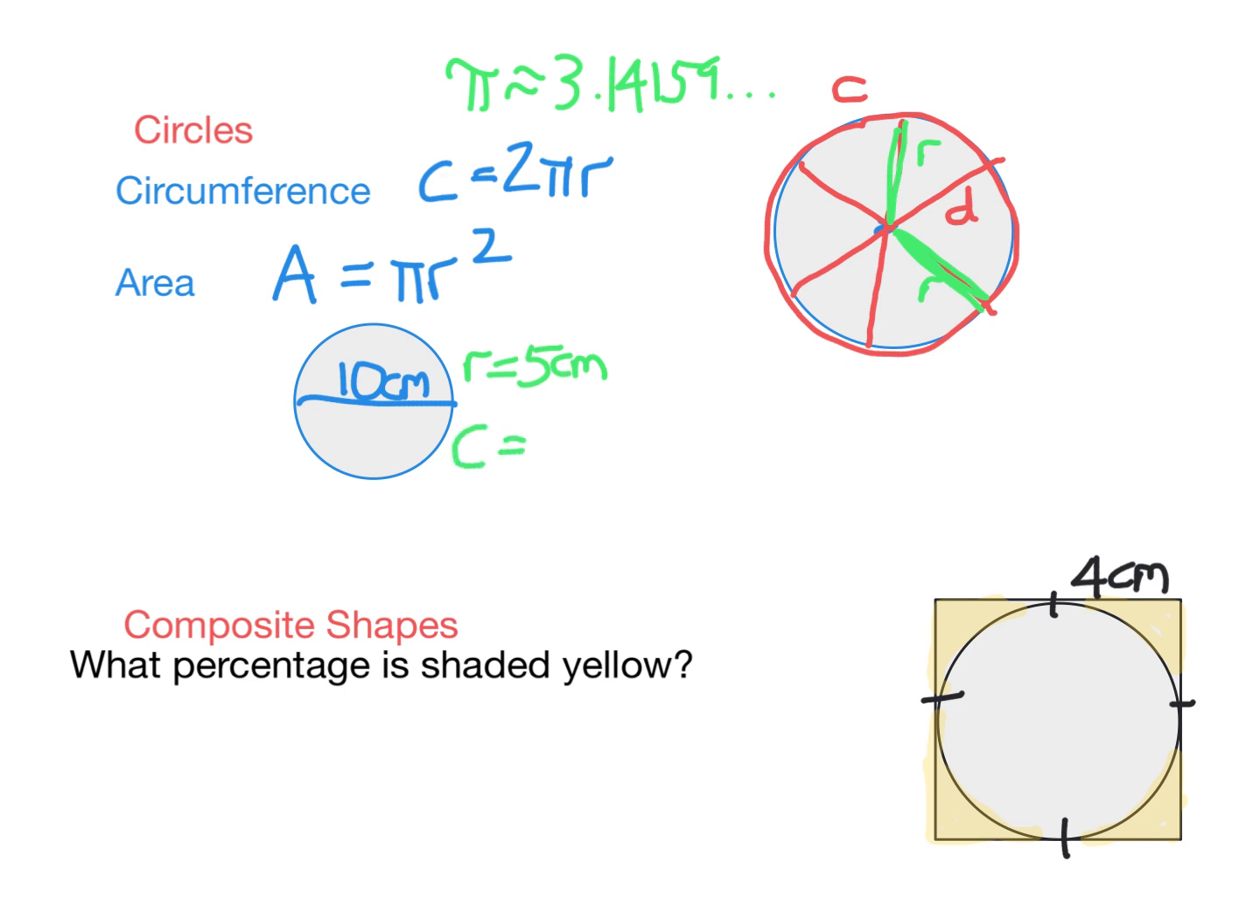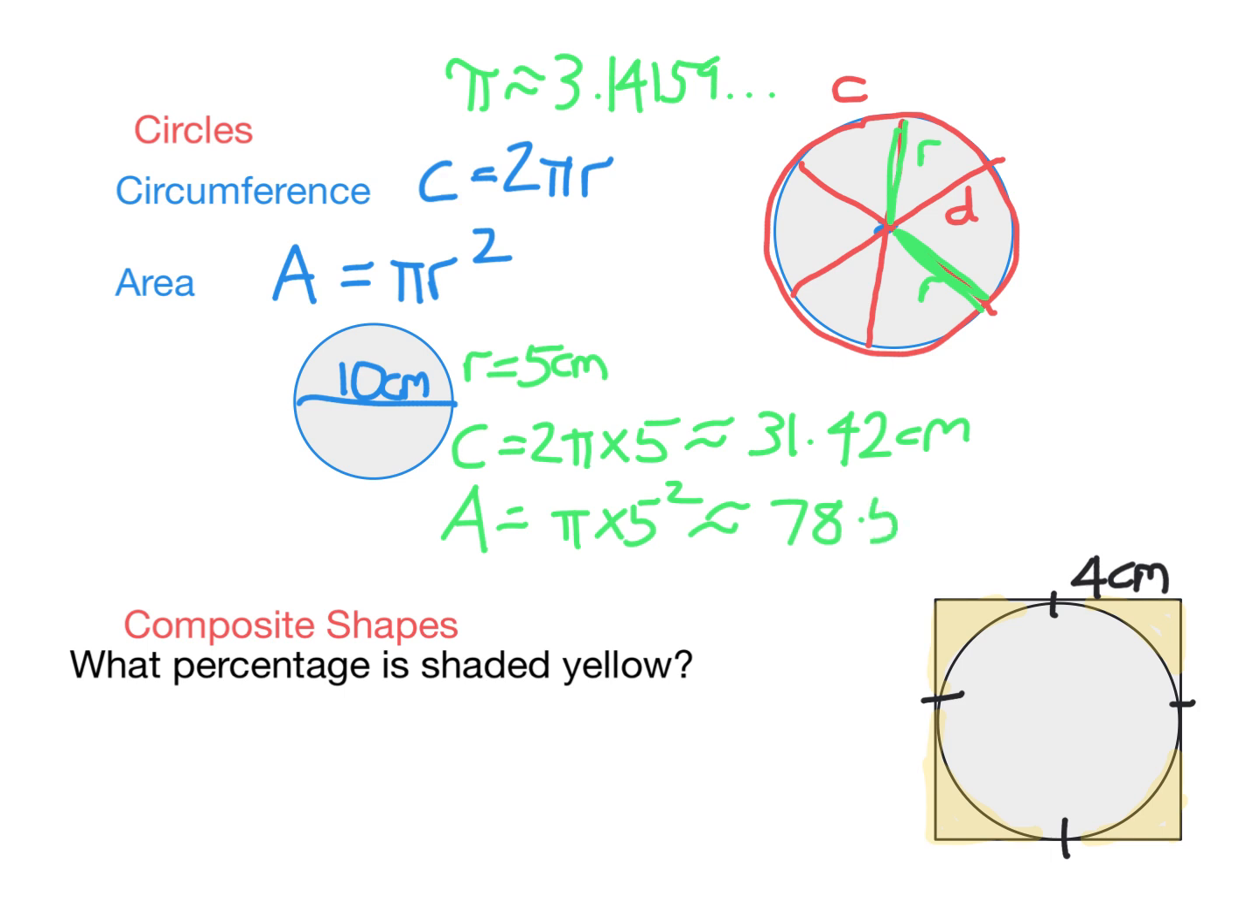So the circumference is 2 times pi times radius. You can put that on your calculator. You get a weird number. To 2 decimal places, 31.42 centimeters. That is the distance around the outside of this circle. What is the area of this circle? Well, the area of a circle is pi times radius squared. So again, put that on your calculator, 78.54 centimeters squared.